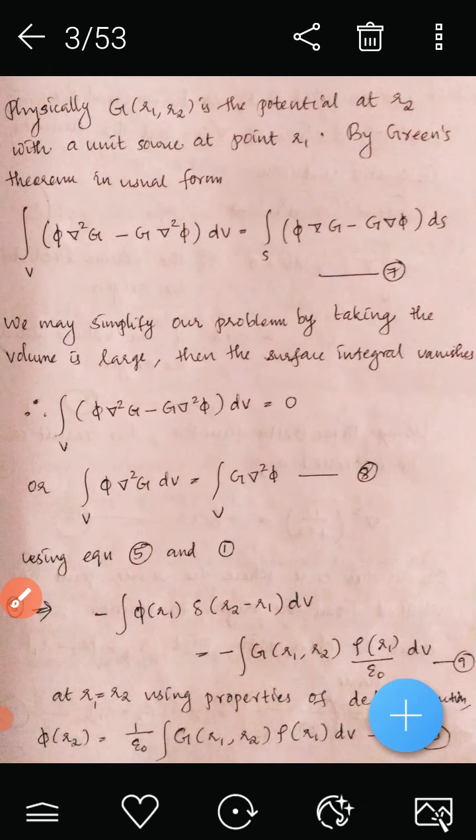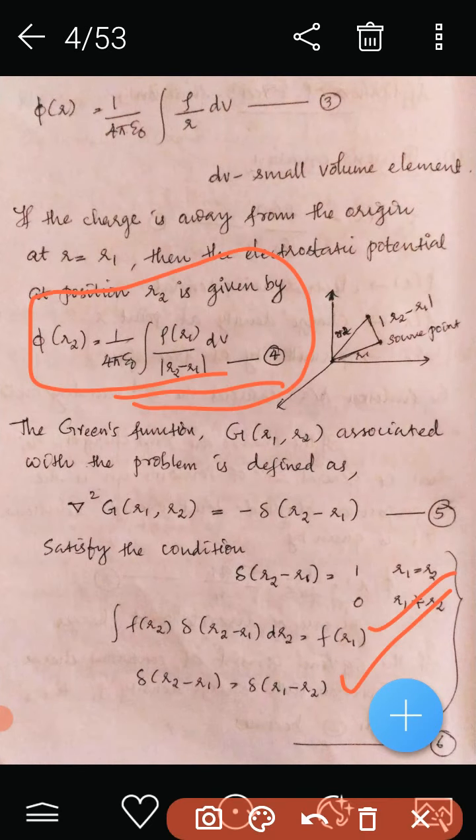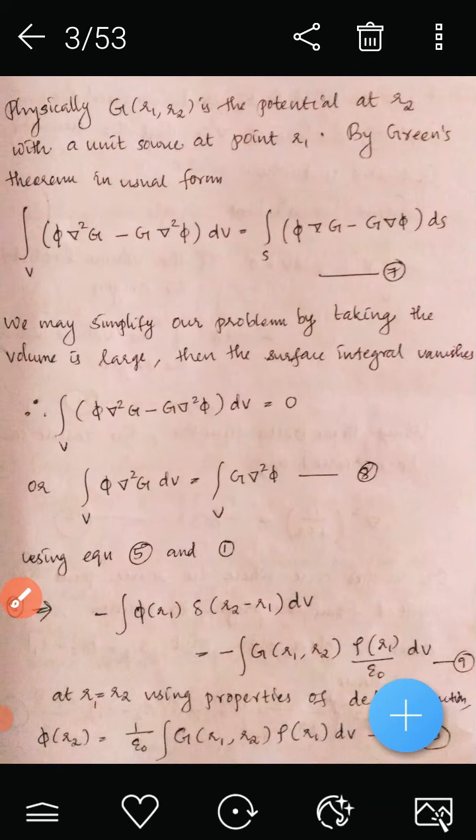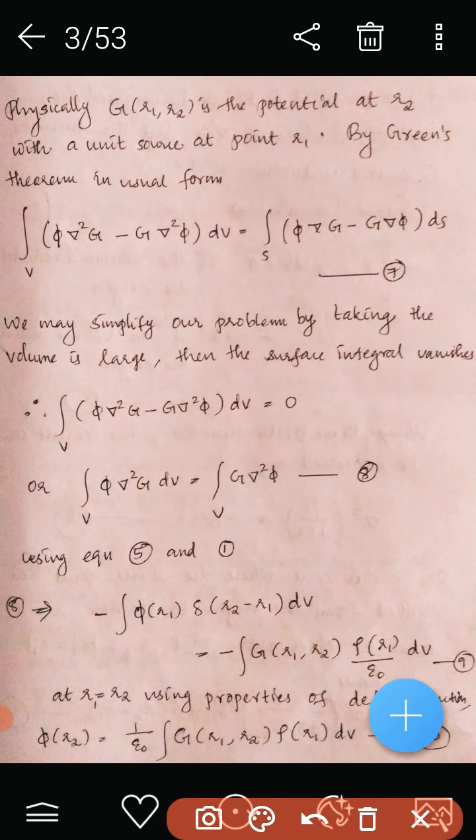Now physically, g of r1, r2 is the potential at r2 with a unit source at a point r1. Here we already said that there is a point source at a distance r1, and we are finding the electrostatic potential at a position r2. The same thing here: the physical meaning of g of r1, r2 is the potential at r2 with a unit source at a point r1.